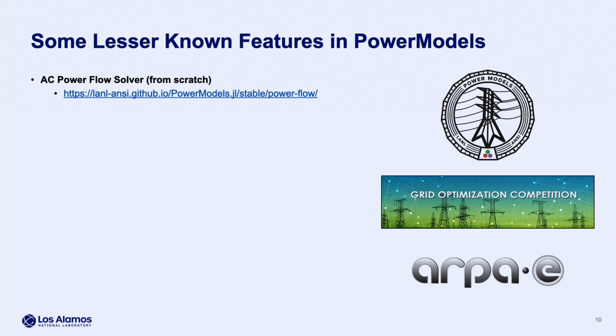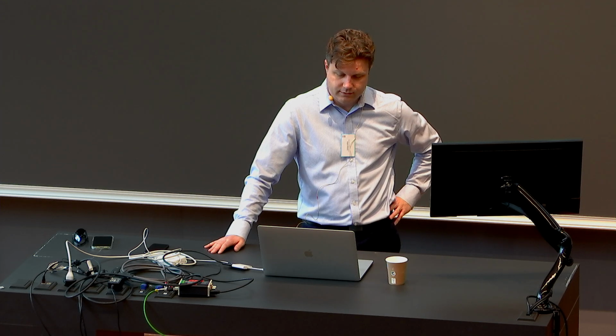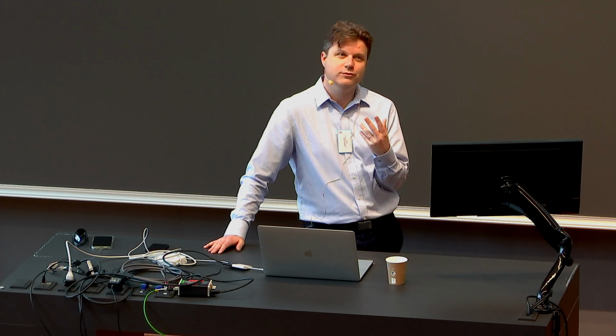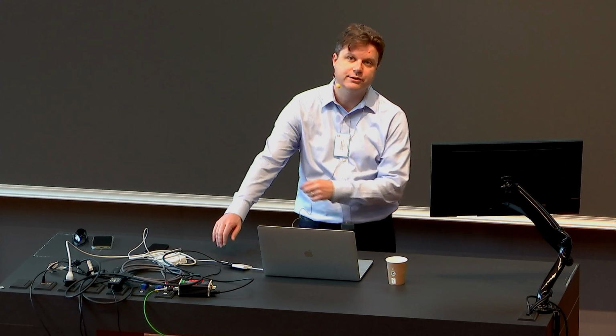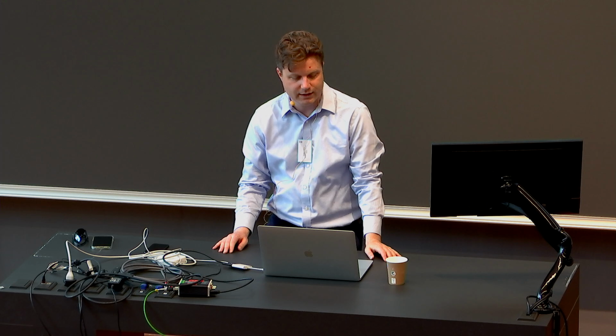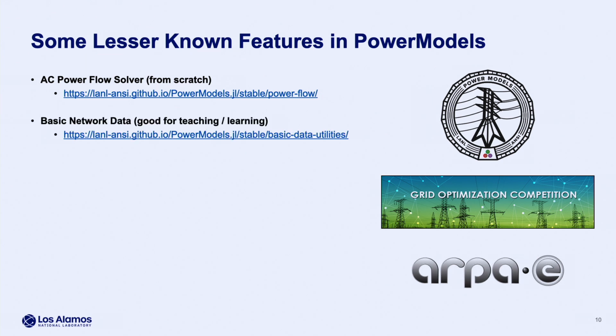Okay, so that is kind of the broad introduction to what the infrastructure modeling tools are. I wanted to briefly mention some lesser known features that I think are really useful. The first one I'll mention is that in addition to all this JuMP modeling layer optimization, we actually built an AC power flow solver from scratch. So if you want to see what a pure Julia Newton method type of AC solver is, you can check out this particular part in PowerModels. So that's about as fast of an AC power flow as I know of.